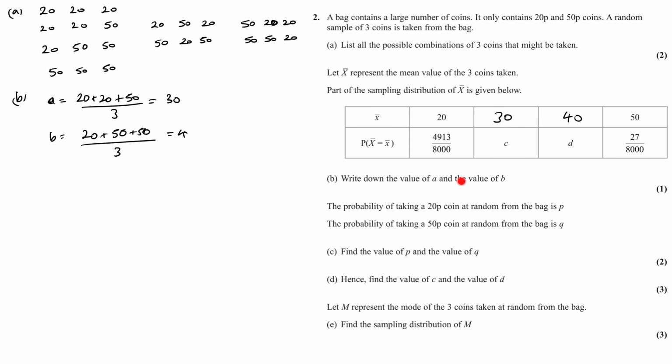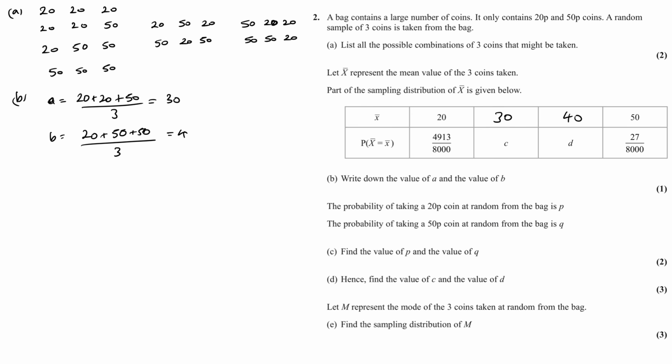That was just find A and B, wasn't it? There's a bit more information to come. So the probability of taking a 20p coin is P, and the probability of getting a 50p coin is Q. Find the values of P and Q. Wonder why it's labeled C and D there, and then P and Q. Oh, so P and Q is not part of that, right? Okay. So probability of taking a 20p coin at random is P.